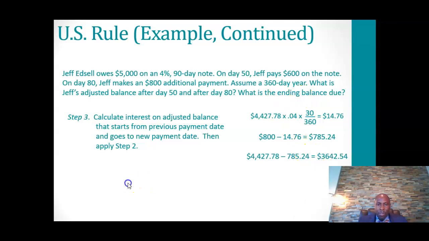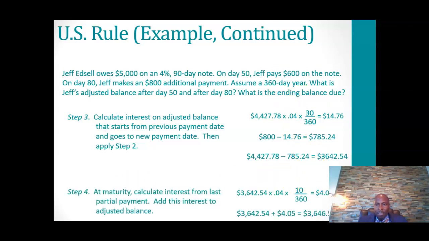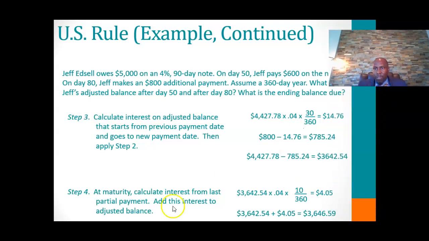So the remaining balance will be due in 10 days. So now to get the remaining interest, you would take the current principal balance times 4% times the remaining time period of 10 days, and that would give you interest of $4.05. So the remaining amount that Jeff has to pay on the maturity date would be $3,646.59. Okay, let's analyze this.